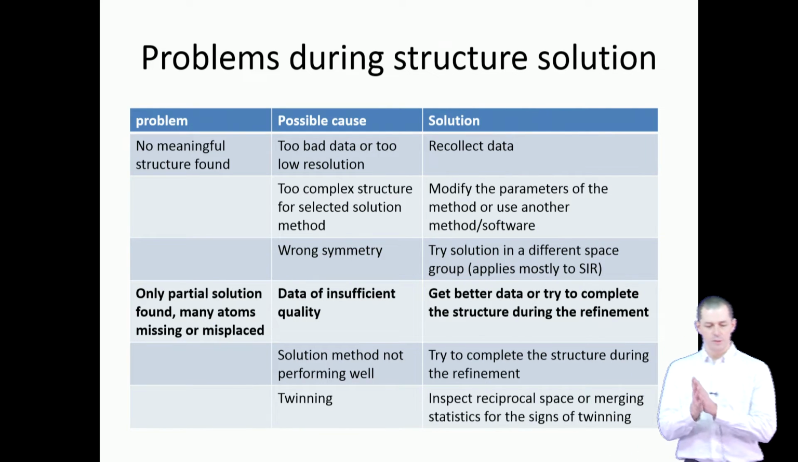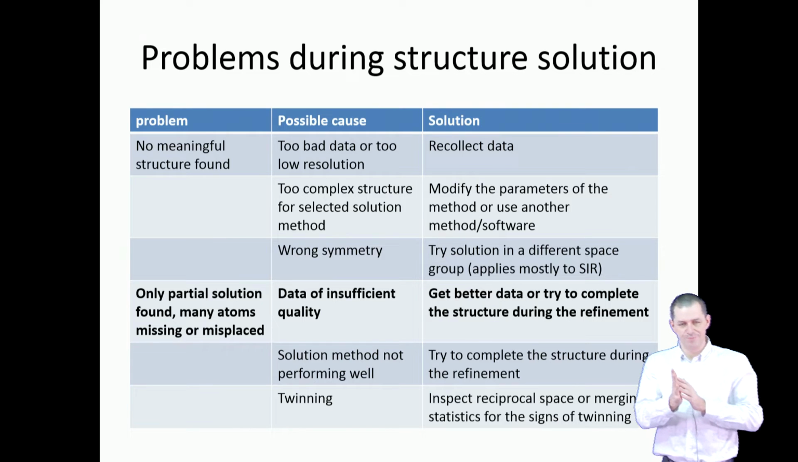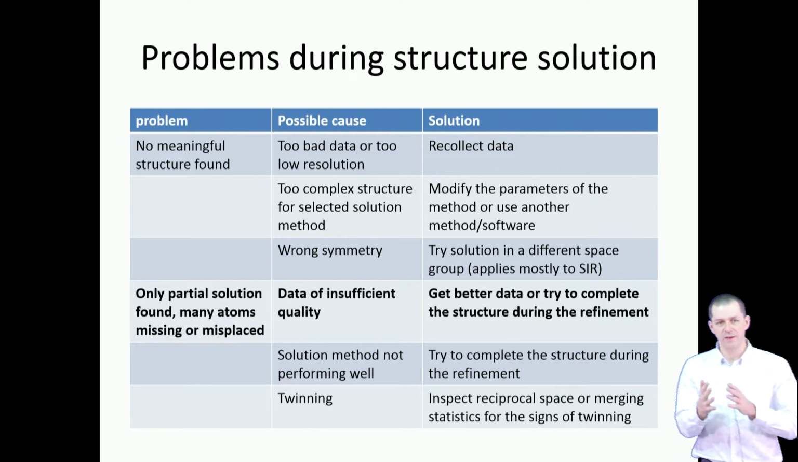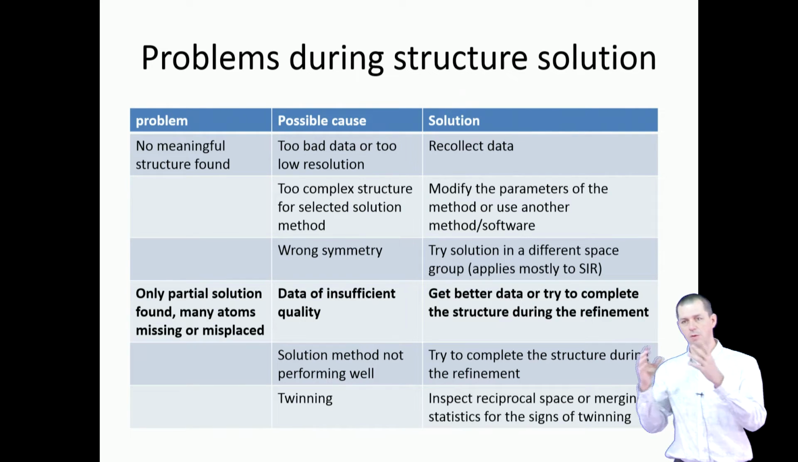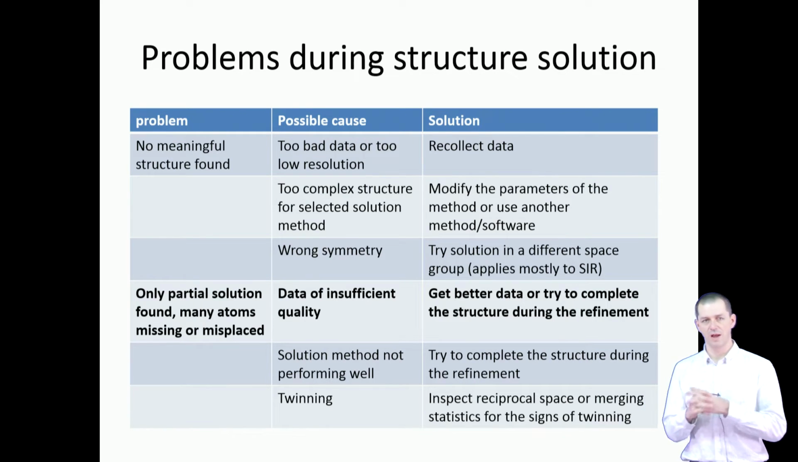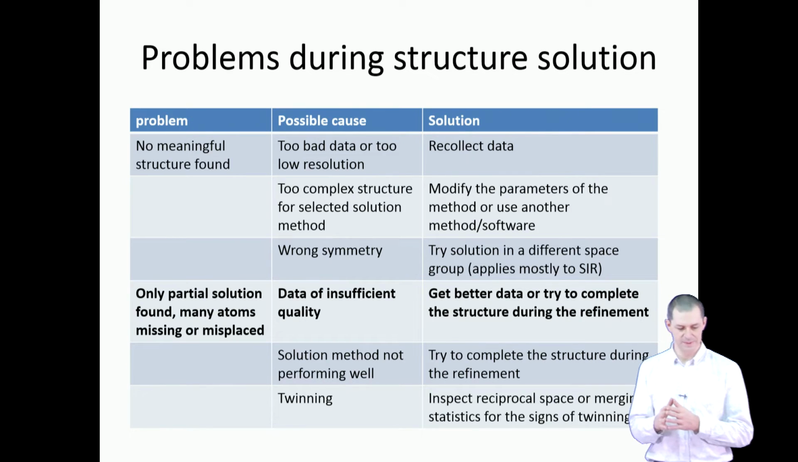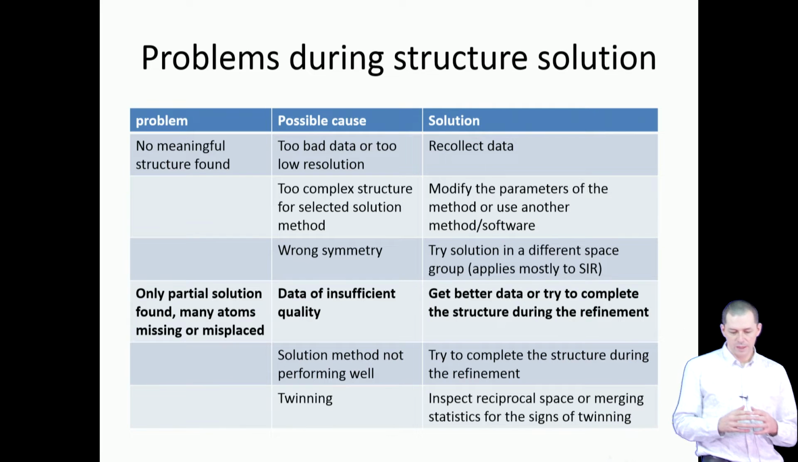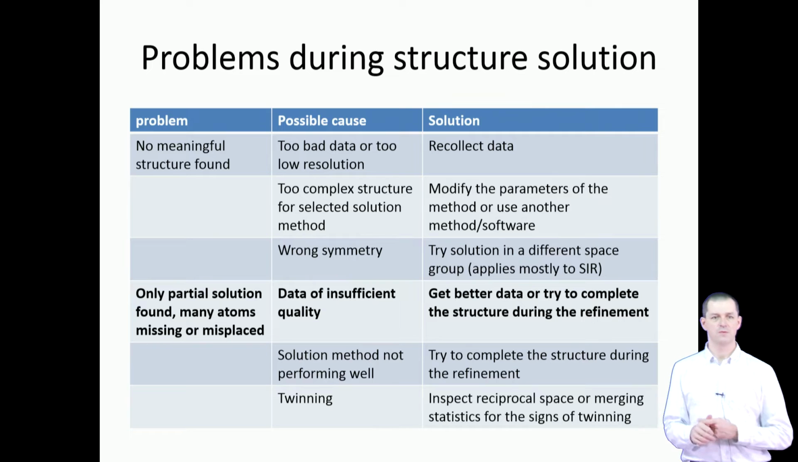Another situation is that you get a solution that somehow looks that it may be fine. There are motifs, there are parts of molecules or parts of coordination polyhedra, but it's not good, it's not complete. There are atoms that are missing or other atoms that are clearly in the wrong place. There are again three possibilities. Either the data are of insufficient quality.